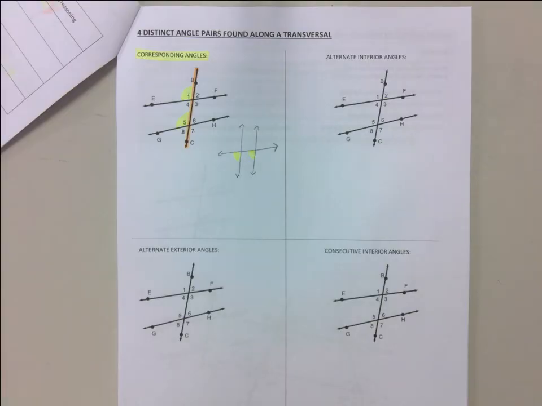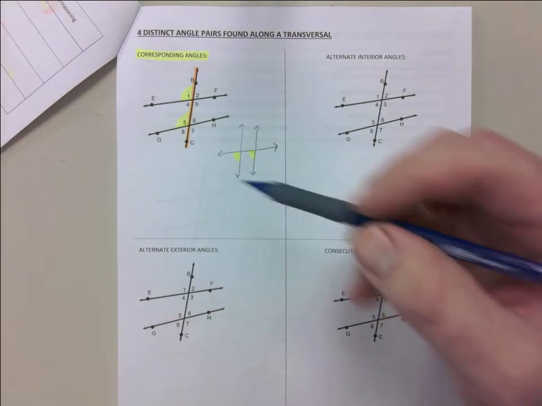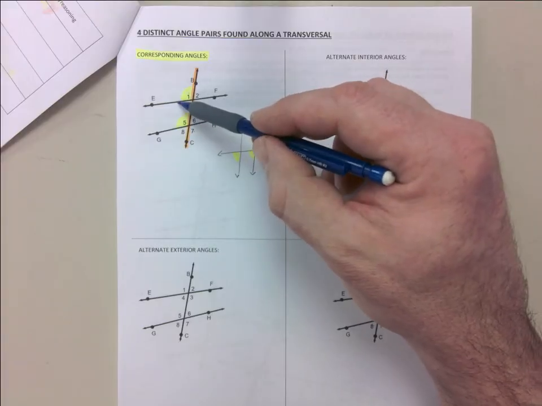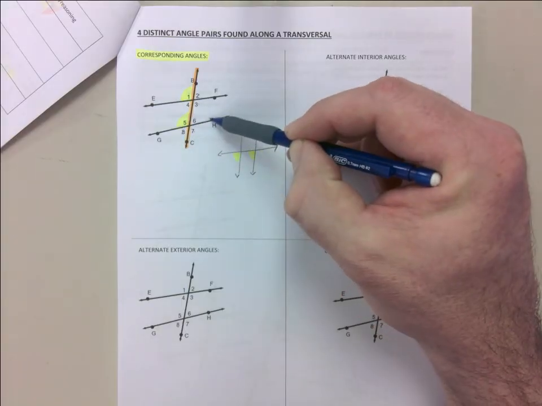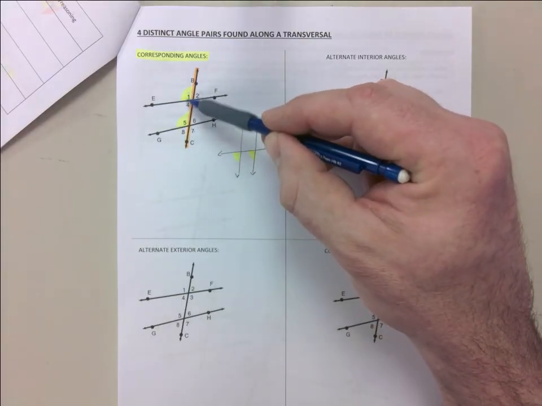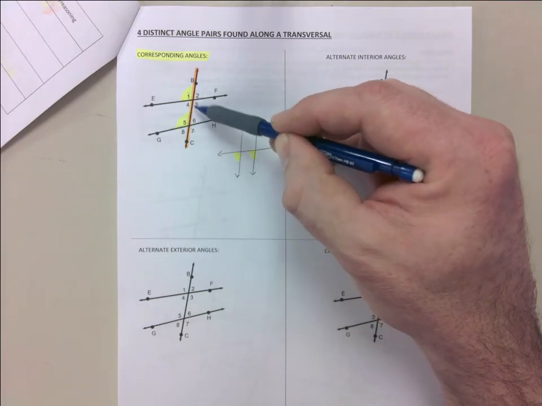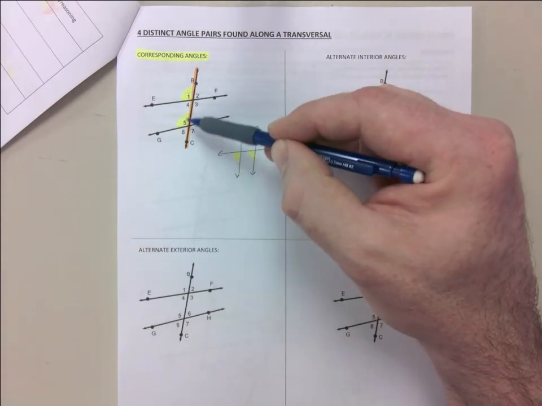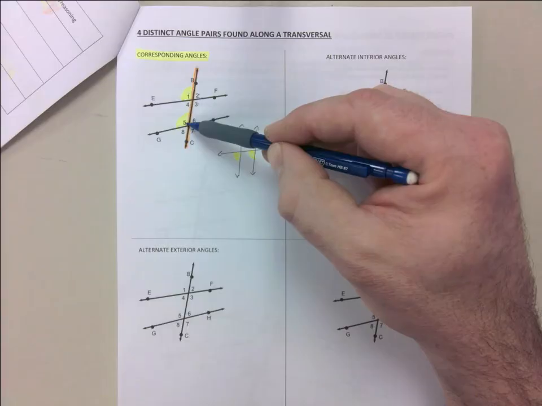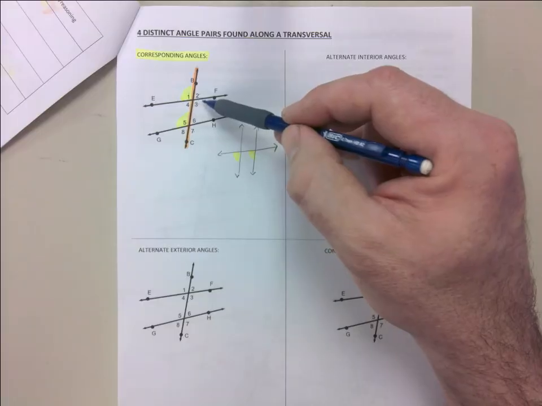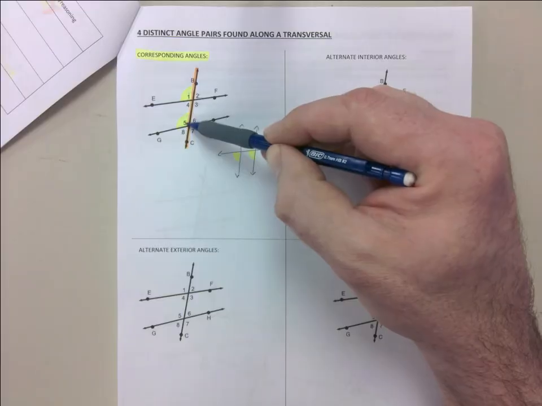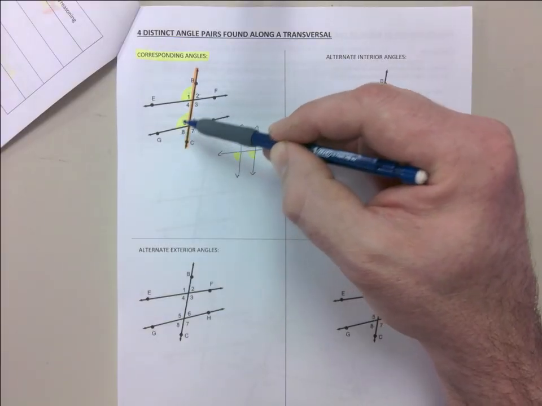How does 4 and 8 correspond? It's kind of like this pattern. Look at the two lines that it cuts. One is outside, one is inside, meaning between the two lines. And they're both on the same side of the transversal. It doesn't matter what the lines look like. This one and this one are called corresponding. 4 and 8 are called corresponding, and so forth.